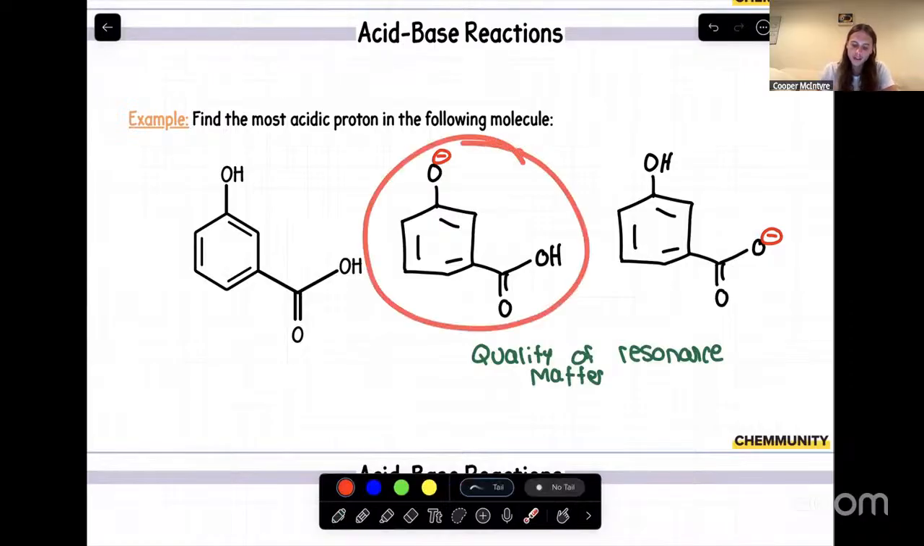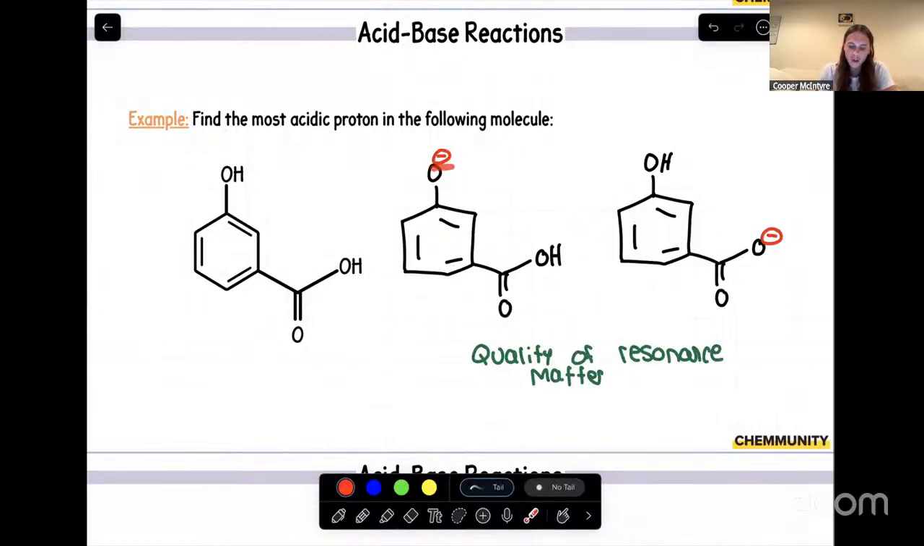So if we're looking at this conjugate base, that negative charge is being spread on an oxygen and then a whole bunch of carbons within that ring. But if we're looking at the negative charge on this conjugate base, it's only being spread between two oxygens, which are more electronegative than carbon. So the quality of it is a lot better, which makes this proton way more acidic since its conjugate base is more stable.